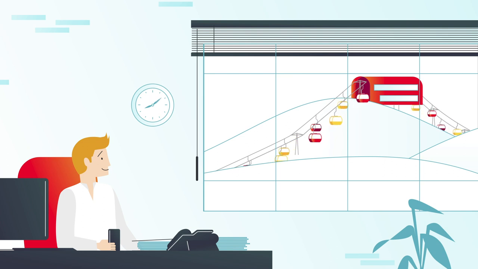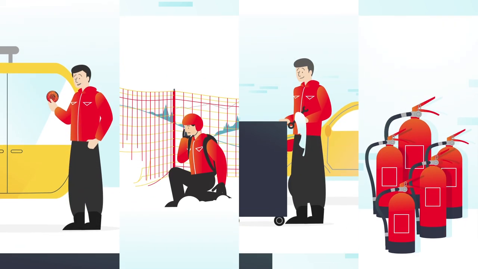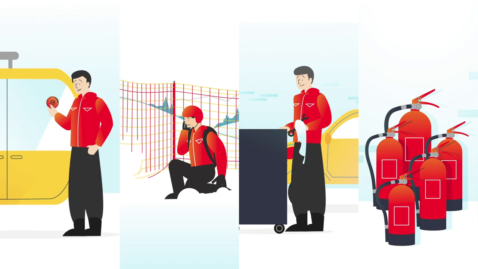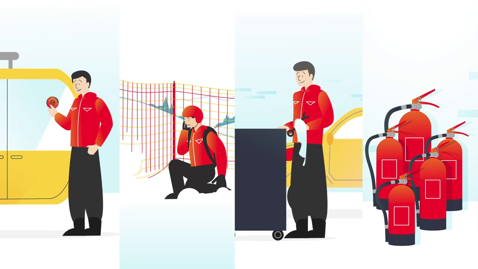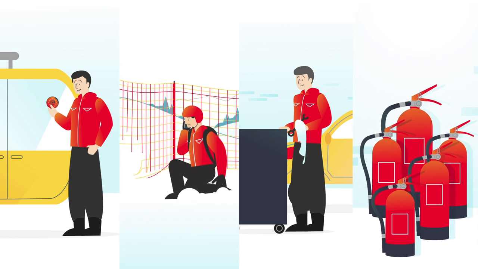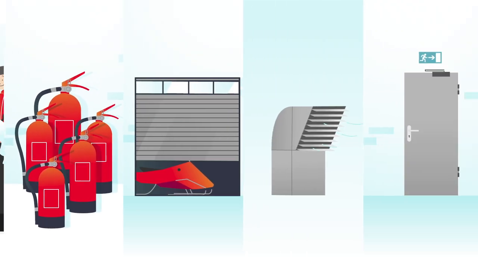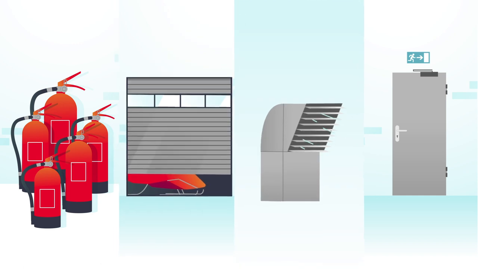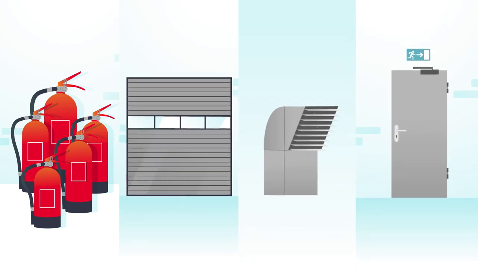Here, preventative maintenance plays a crucial role for chairlifts, snowmaking equipment, and vehicles, as well as the rest of a resort's equipment, such as snow fencing and fire extinguishers. This includes facility infrastructure like garage doors, HVAC systems, and fire doors. Everything has to be checked and maintained on a regular basis.